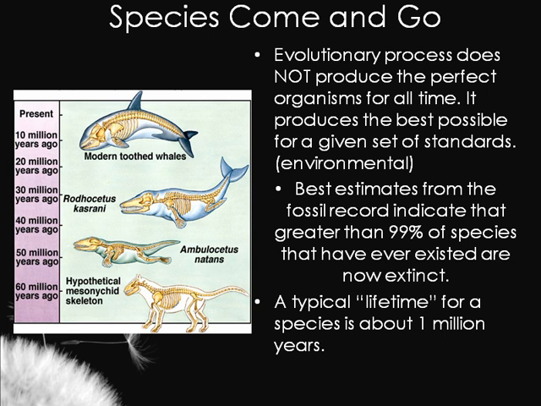Here's a picture of the whale evolution that you watched a video on before, right, where it went from kind of a wolf-like creature to maybe kind of seal-like, to the modern whale. So there's two types of extinction.